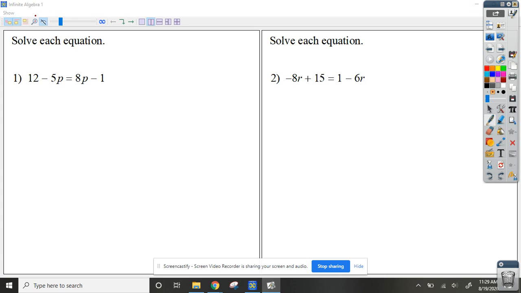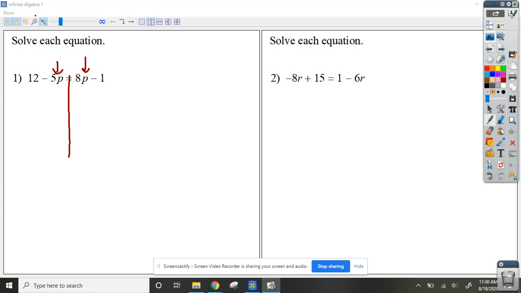When I see that there are variables on both sides of the equation, I want to eliminate one of them. I don't want variables on both sides. So right now I have a negative 5p on the left side. I have an 8p on the right side. We need to cancel one of them. So I'm going to draw a balance line to help me here. It doesn't matter which one you cancel. You can choose to cancel the 5p or you can choose to cancel the 8p.